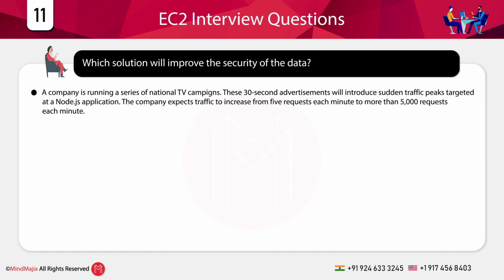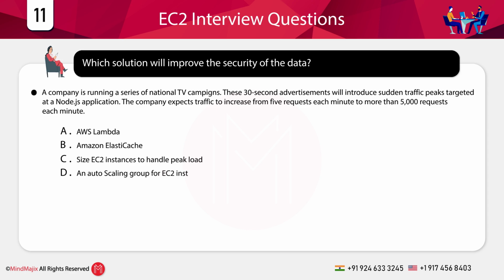Till now what did we do in EC2? Auto scaling. We automatically scale it. AWS Lambda? No. AWS ElastiCache? Obviously no. If you know ElastiCache, it's a caching engine for databases. Increasing the size of the EC2 instance to handle the peak load will not help a lot. An auto scaling group for EC2 instances. From 5 each minute to more than 5,000 is an enormous peak in traffic, so it can be handled using auto scaling. So here the answer will be D. Very simple question.